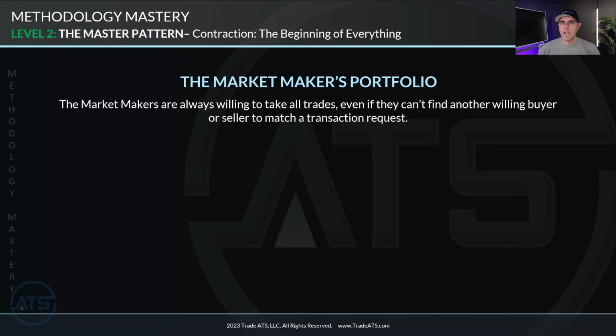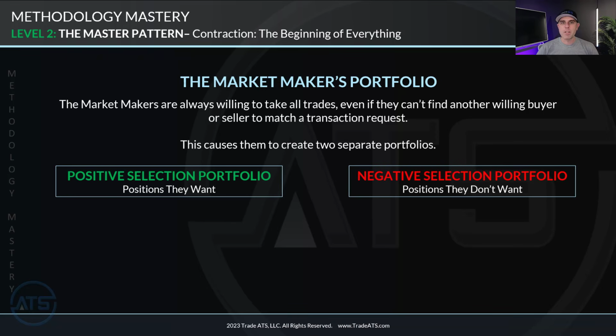Now, because of the nature of the market maker's business and the fact that they are willing to take any and all trades in-house, whether they can find a buyer or seller to match you with or not, either way, they're taking that trade. When they take a trade in-house, it's going into one of 2 portfolios. We have the positive selection portfolio. This is positions that the market maker wants to have because they are predicting that price will continue to move in that direction. And then they have a negative selection portfolio. These are positions that they do not want.